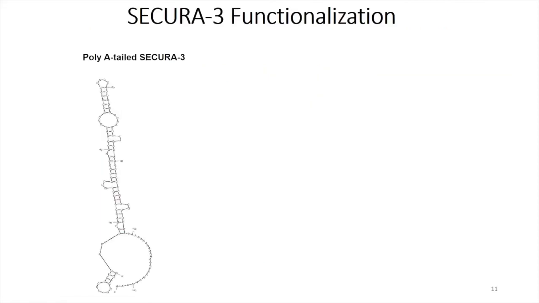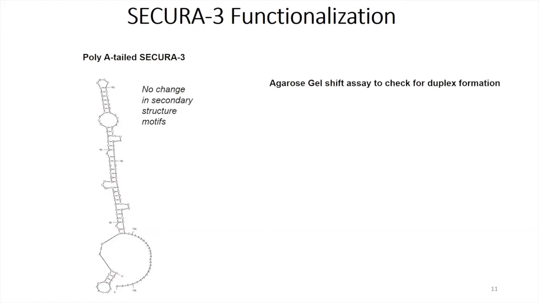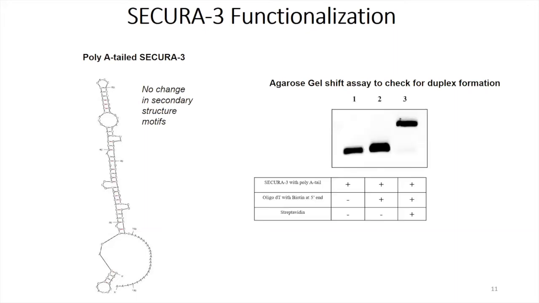After this functionalization, we really need to make sure that the appendage of this poly-A tail at the end of the aptamer doesn't interfere with the core secondary structure of the Sekira 3 aptamer. With the aid of M-fold analysis, we realized that the appendage of this poly-A tail didn't really impair the secondary structure of Sekira 3. We have also carried out a simple agarose gel shift assay to check for the duplex formation.